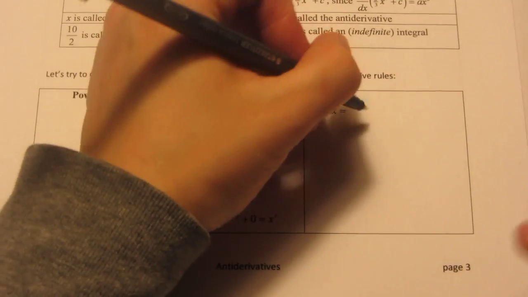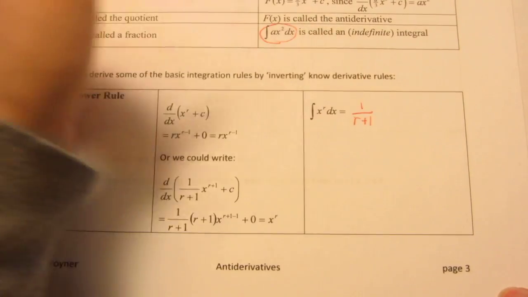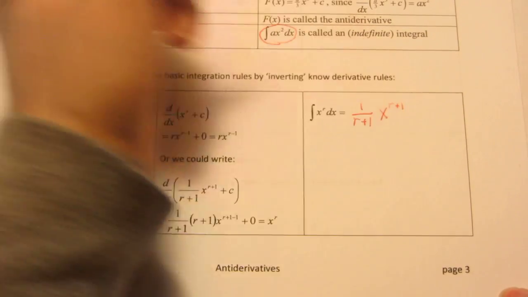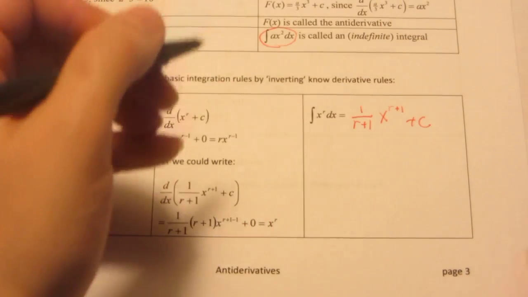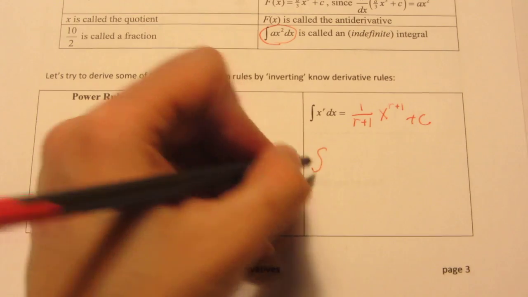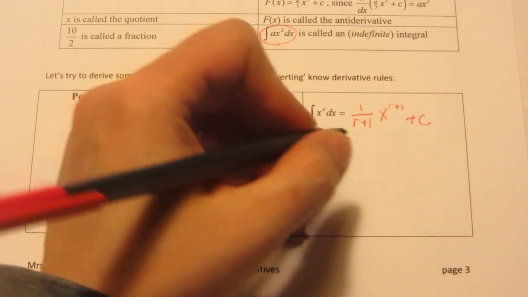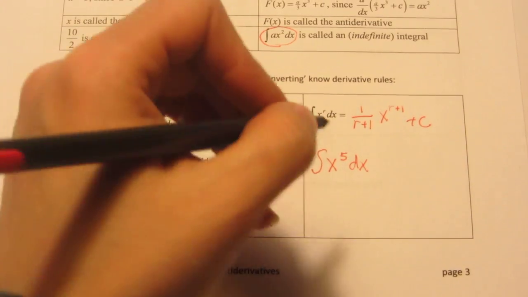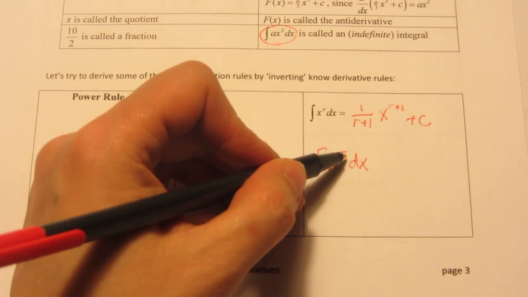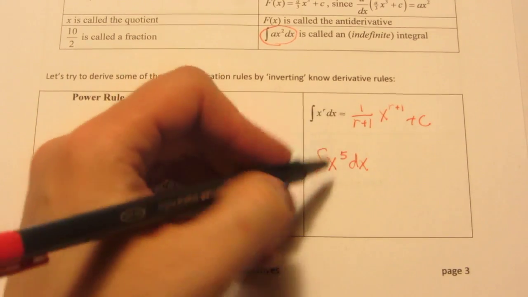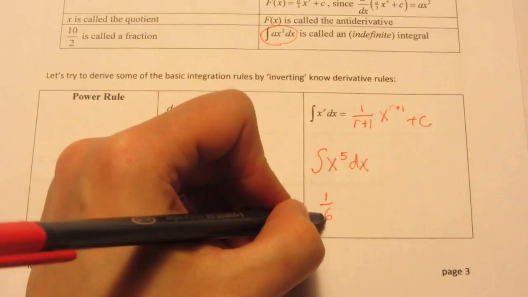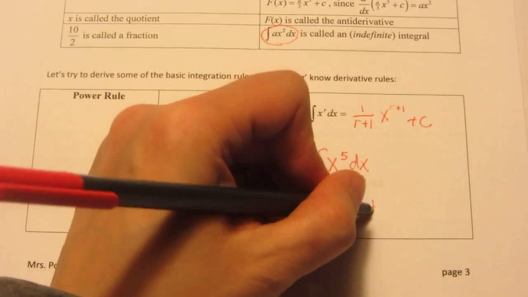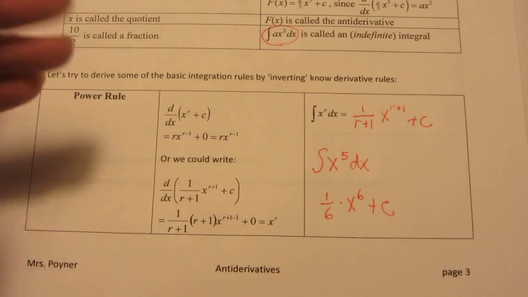So in this particular case, it's going to be 1 over r plus 1 times x to the r plus 1 plus c. If I made an example, I would say, let's pick, I don't know, 5, dx. That would then be equal to, well, r plus 1 is going to be 6. So I need to do 1 over 6, that's the coefficient, times x to the 6th plus c. And you can clean it up a little bit if you needed to.